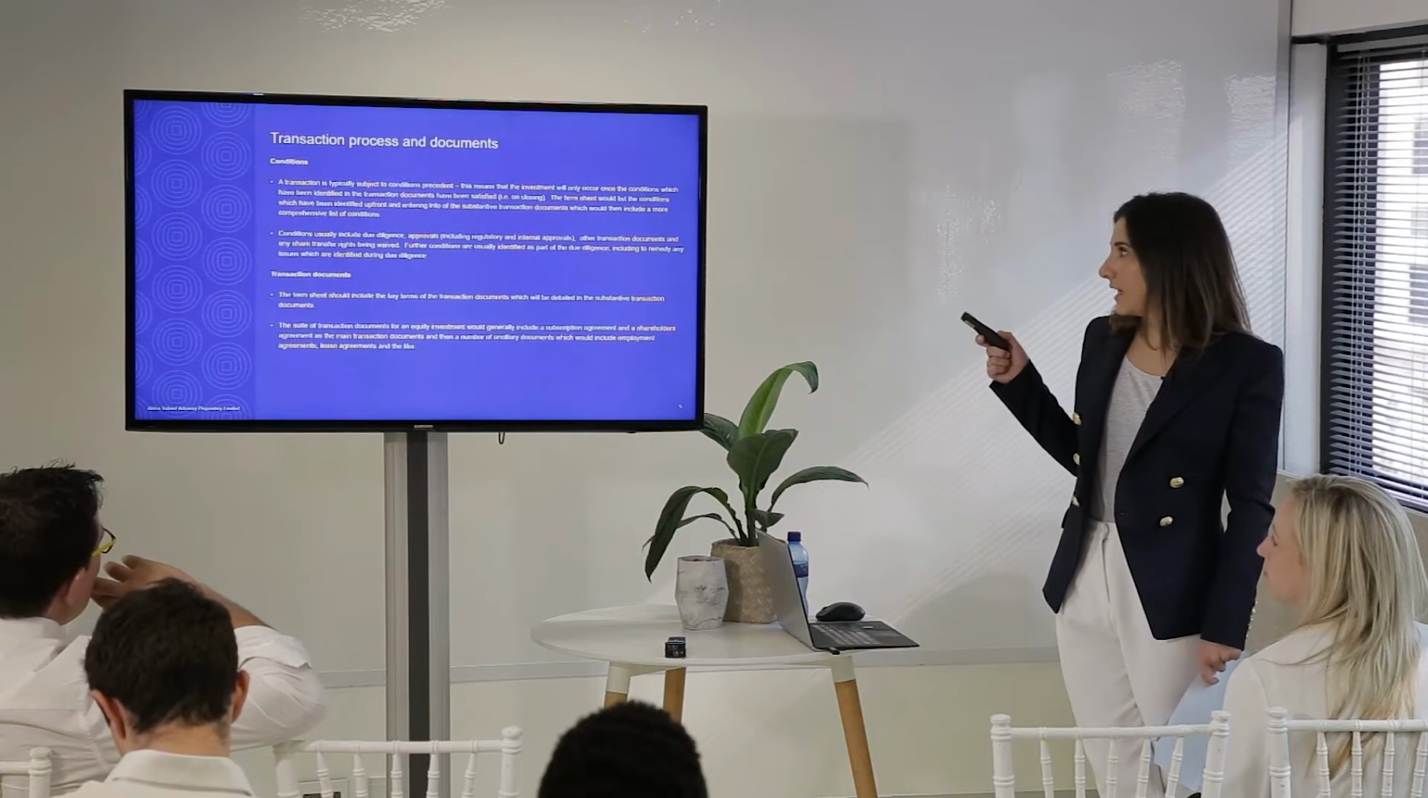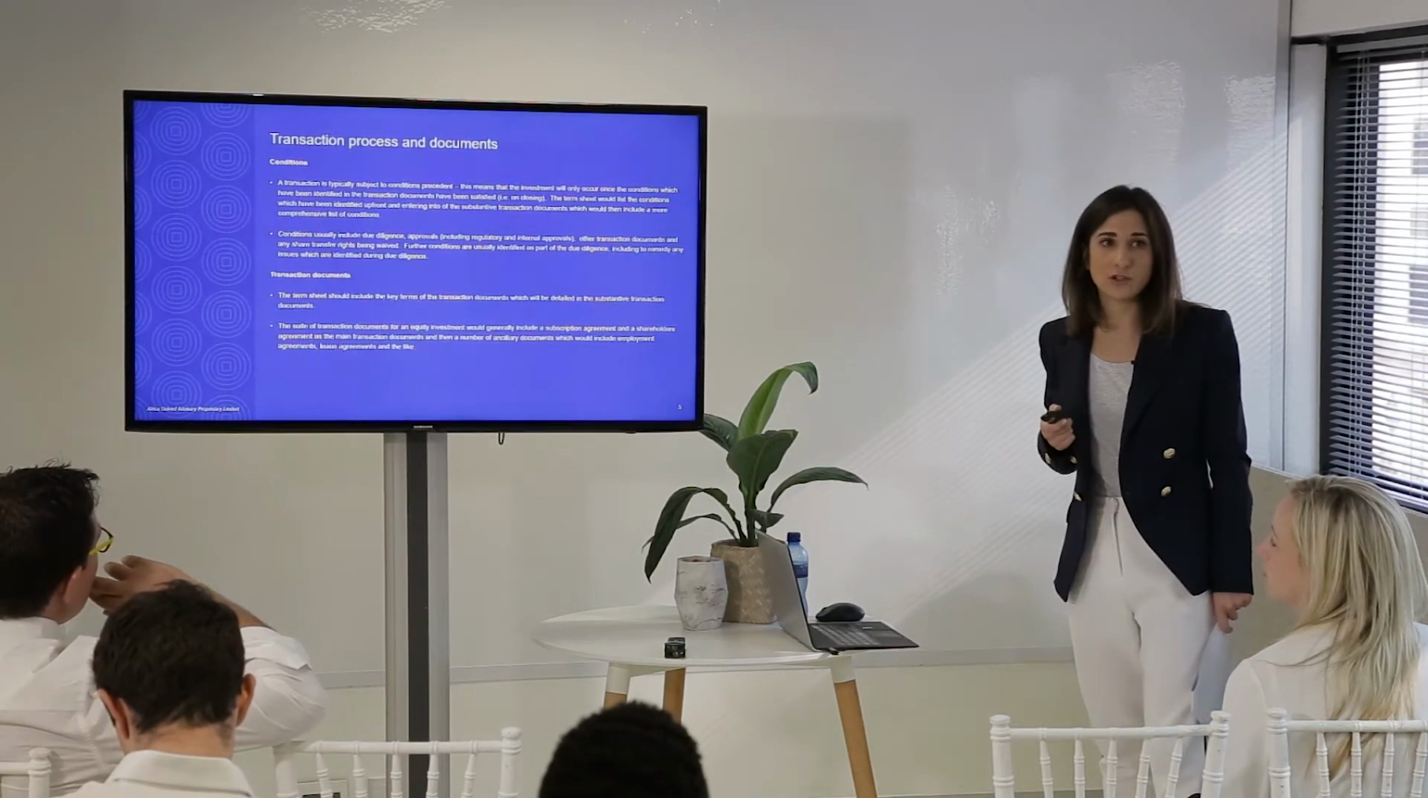Then, obviously, as a condition to the term sheets, it will be entering into substantive transaction documents, and we'll touch on the terms of those later on.